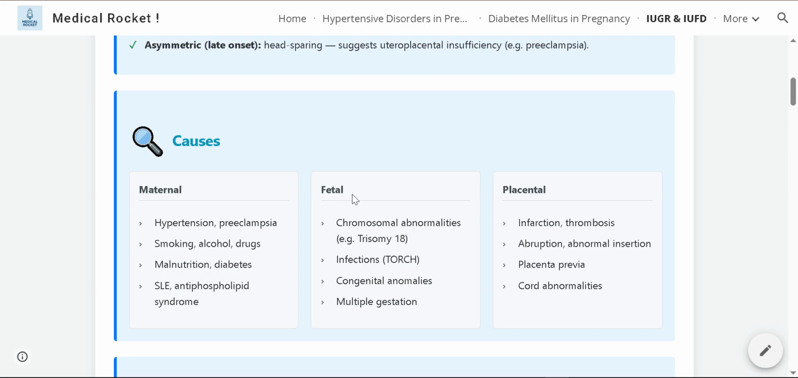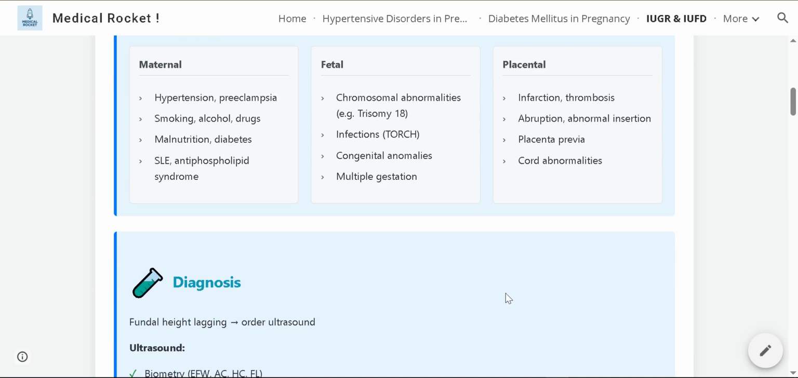Fetal causes: chromosomal abnormalities like trisomy 18, TORCH infections, CMV, rubella, toxoplasmosis, herpes, congenital anomalies, multiple gestation, twins competing for nutrients. Placental causes: infarction, thrombosis, or abruption, abnormal cord insertion, placenta previa, cord abnormalities like single umbilical artery.